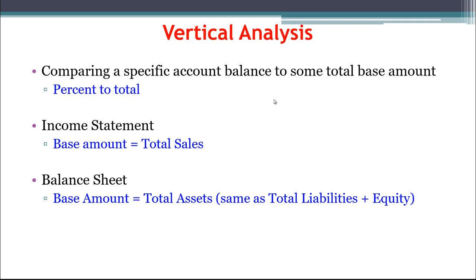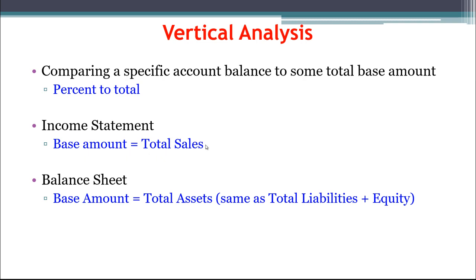Is cash 10% of our total assets? 30% of our total assets? That's what we're doing with vertical analysis. We would do the same thing with accounts receivable. Maybe that's 10% of our total assets. Inventory is 15% of our total assets. That's the kind of thing we're looking for. We can do this with both the income statement and the balance sheet. The income statement's actually more straightforward because everything is a percentage of the total sales.